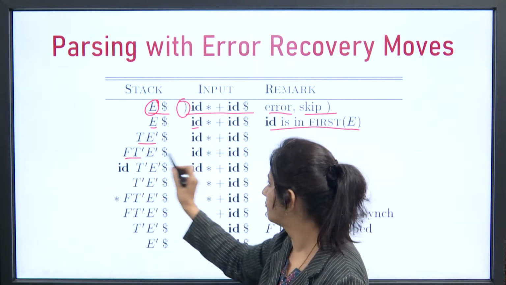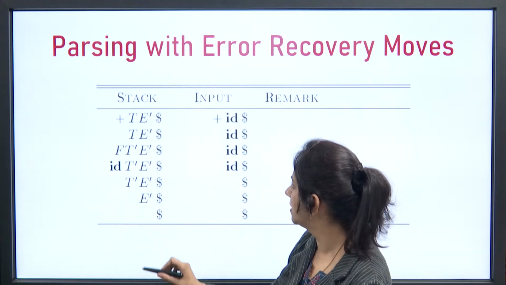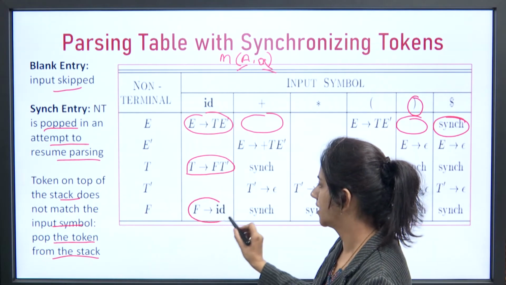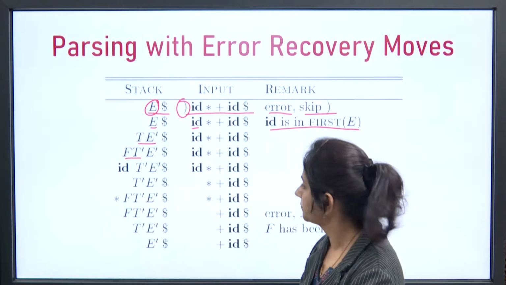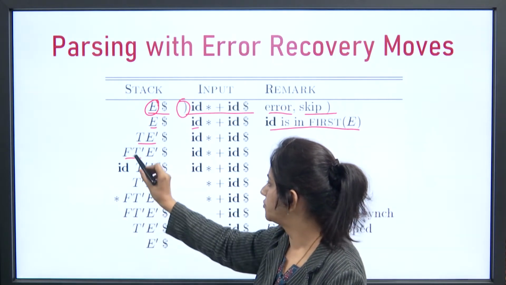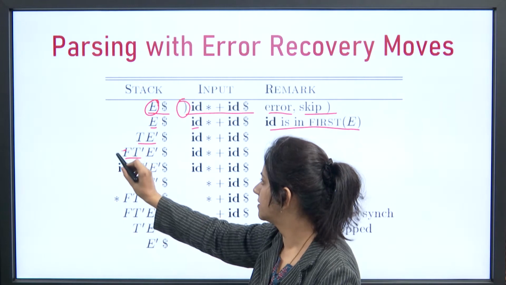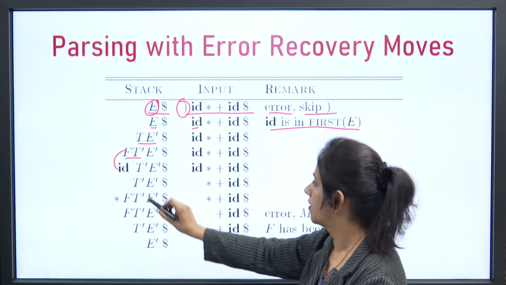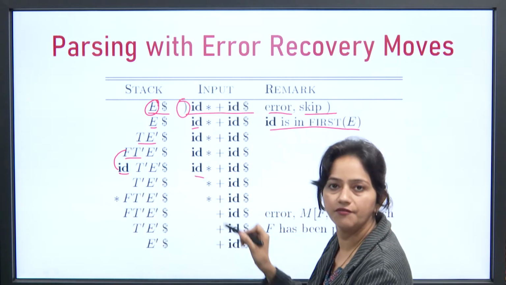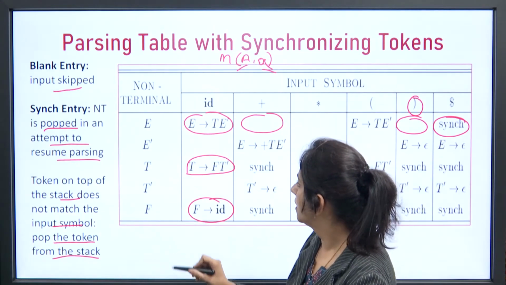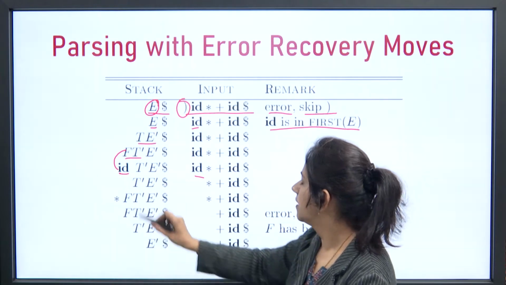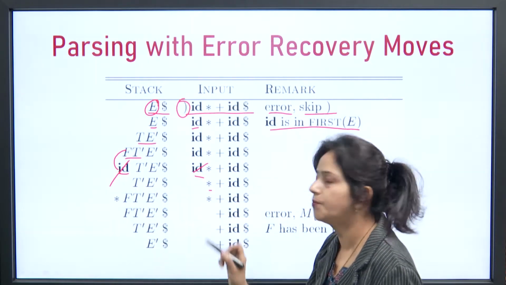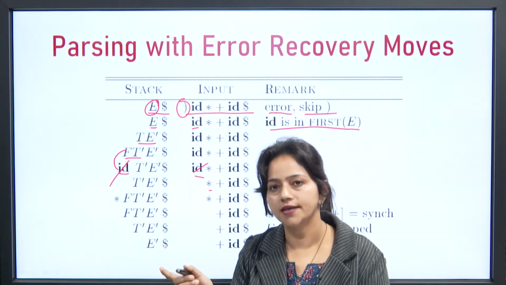Now, next is F and ID. Again, we will go to the table, that is F and ID. Here we have the production F to ID. So, we will expand this: we will pop F and push ID. Now, here we have ID and here we have ID. So, again ID and ID, it means they are matching. So, this will be popped and the input pointer will be advanced to the next cell.